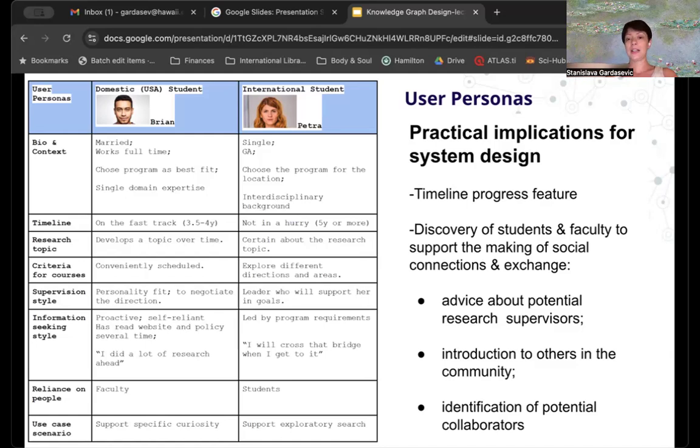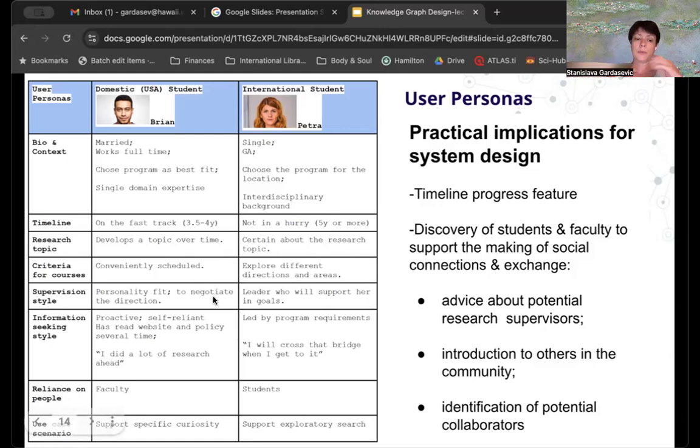And I reported findings through two user personas. One is a domestic student, Brian, and the other an international student, Petra. And they have a somewhat different timeline in mind, which is really important for both because they want to plan ahead what they need to do in which period of time, where Brian wants to finish quickly and Petra is not in a rush. She's in Hawaii. Okay, here.